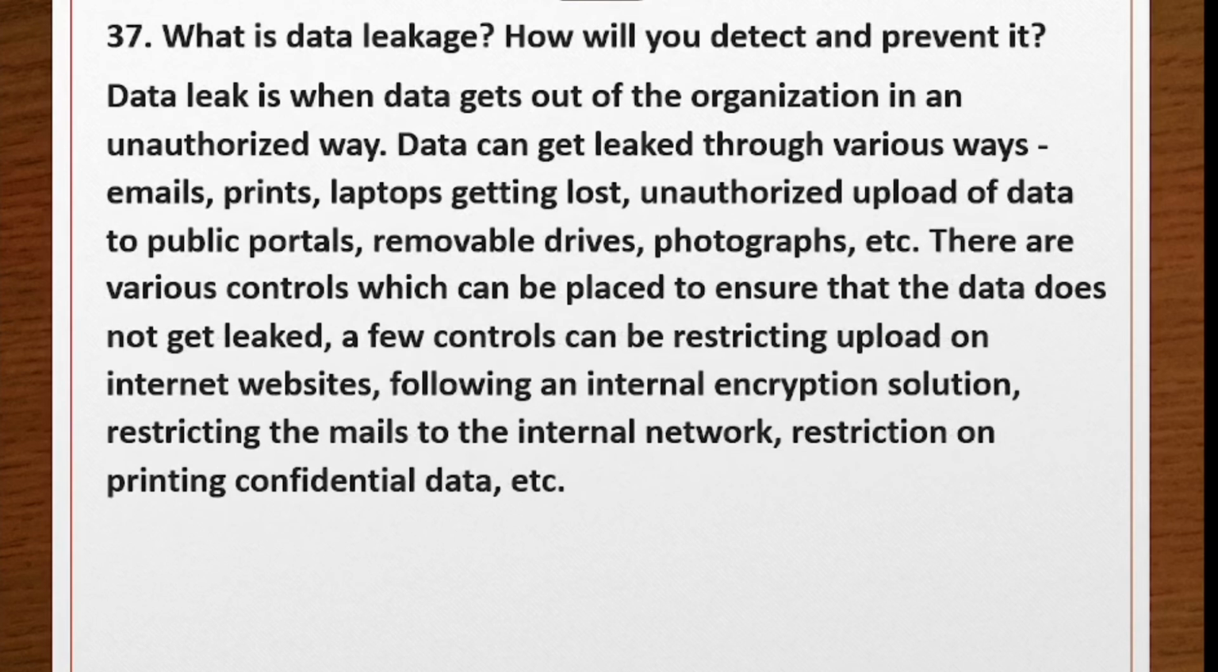What is data leakage and how will you detect and prevent it? Very important question for L1. Data leak is when data gets out of the organization in an unauthorized way. Data can get leaked through various ways: emails, prints, laptop getting lost, unauthorized upload of data to public portals, removable drives, photographs, etc. There are various controls which can be placed to ensure that the data does not get leaked. A few controls can be restricting upload on internet websites, following internal encryption solution, restricting mails to the internal network, restriction on printing confidential data or taking screenshots, etc.